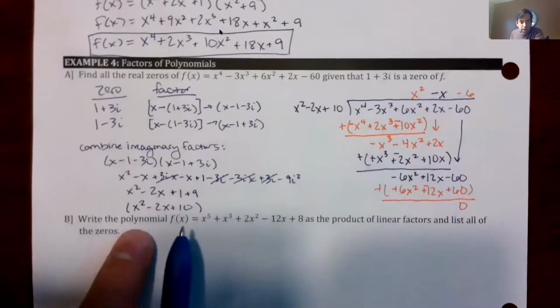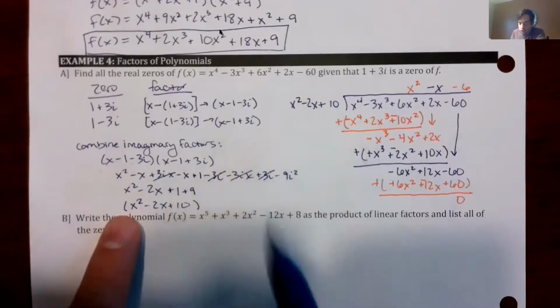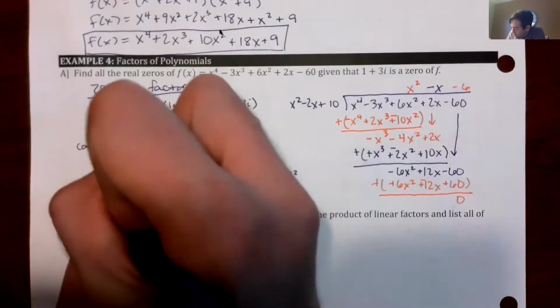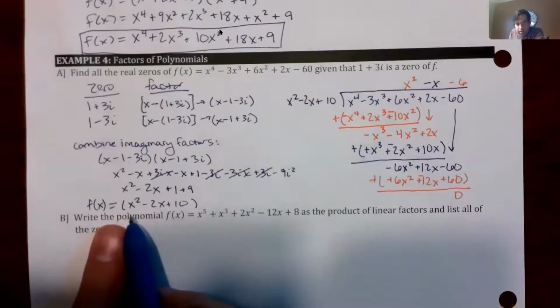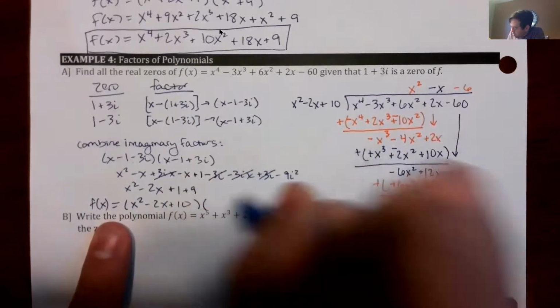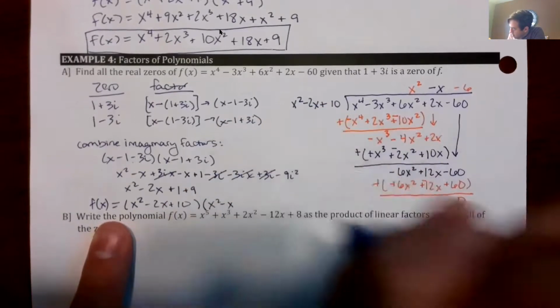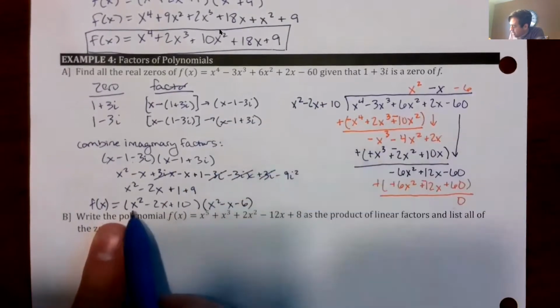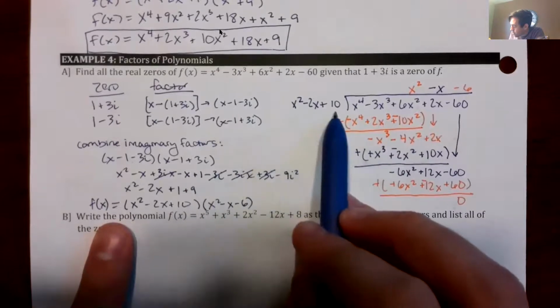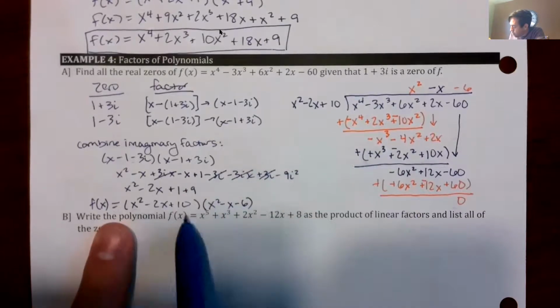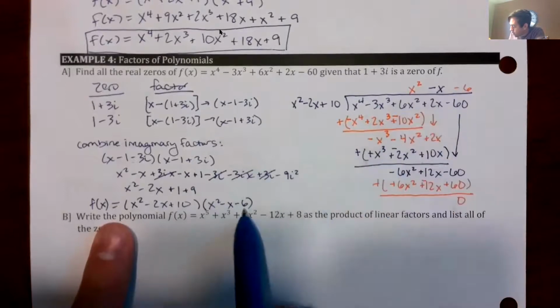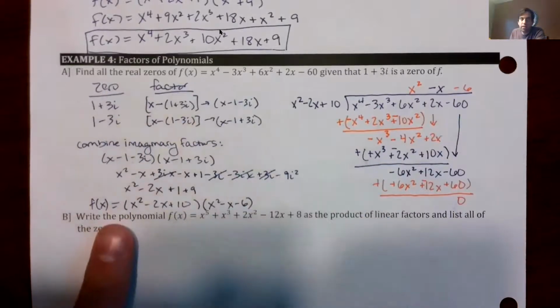So what we could do now is say that our original function could be rewritten as this original factor times the new factor, x squared minus x minus 6. And that's because we divided out x squared minus 2x plus 10. So we could rewrite it as being multiplied by the result, the quotient, to get the original, right? It's because multiplication and division are opposites.